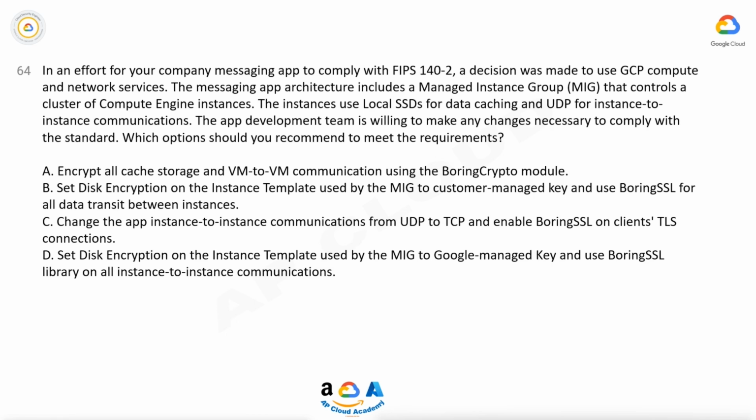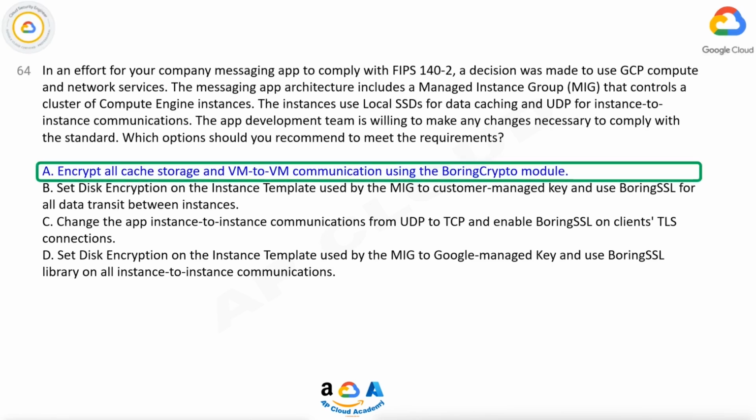A. Encrypt all cache storage and VM-to-VM communication using the BoringCrypto module. B. Set disk encryption on the instance template used by the MIG to customer-managed key and use BoringSSL for all data in transit between instances. C. Change the app instance-to-instance communications from UDP to TCP and enable BoringSSL on clients' TLS connections. D. Set disk encryption on the instance template used by the MIG to Google-managed key and use BoringSSL library on all instance-to-instance communications. Correct answer, A. Encrypt all cache storage and VM-to-VM communication using the BoringCrypto module.